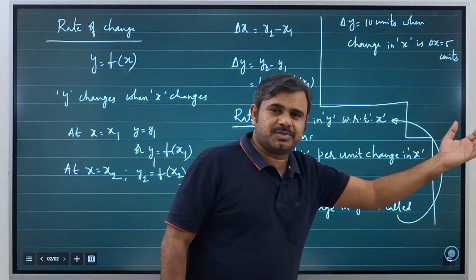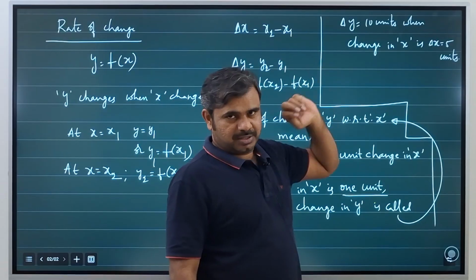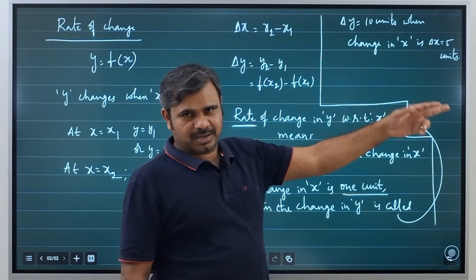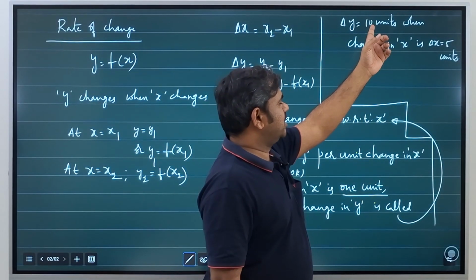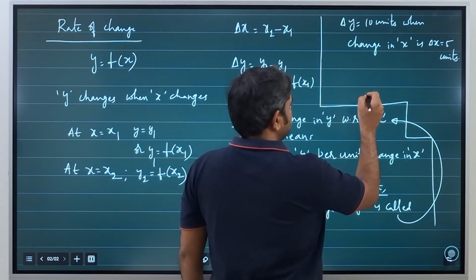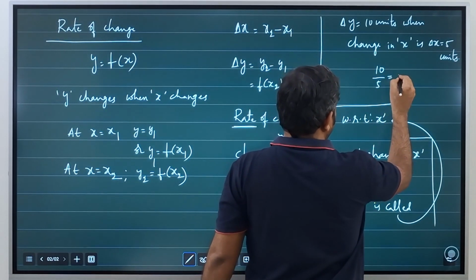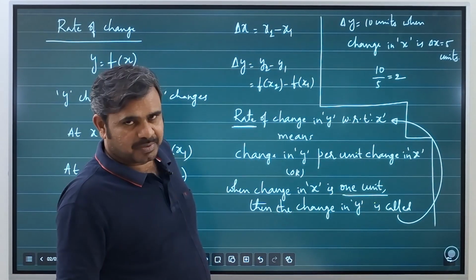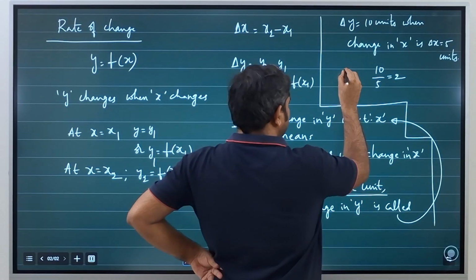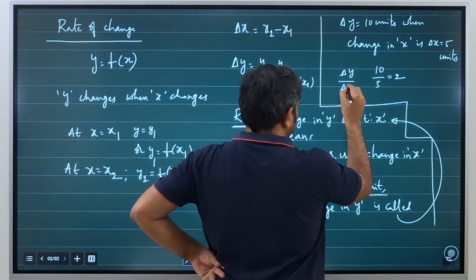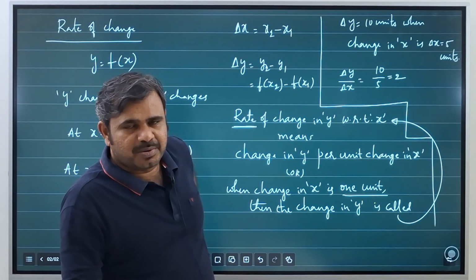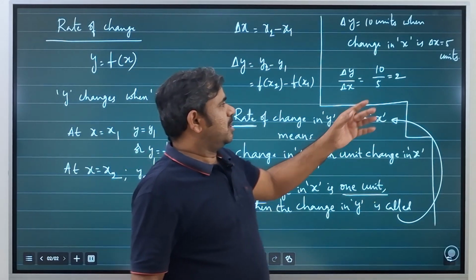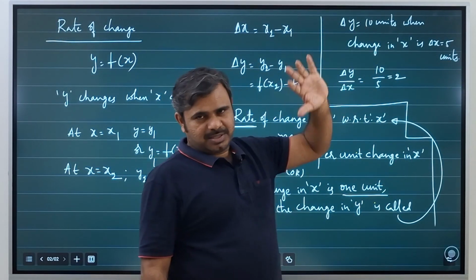For 5 units change in x, change in y is 10 units. For 1 unit change in x, change in y is 10 by 5. So 10 by 5 is equal to 2, which is the rate of change in y with respect to x. So this is delta y by delta x. So delta y by delta x is the rate of change in y with respect to x. It's very simple. When change in x is 5 units, change in y is 10 units.